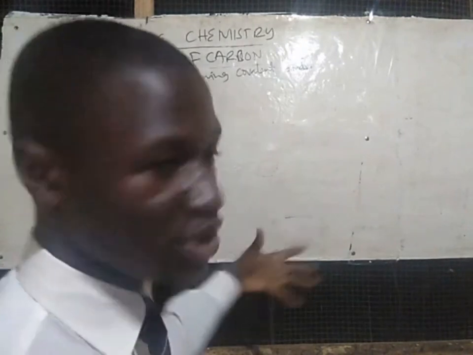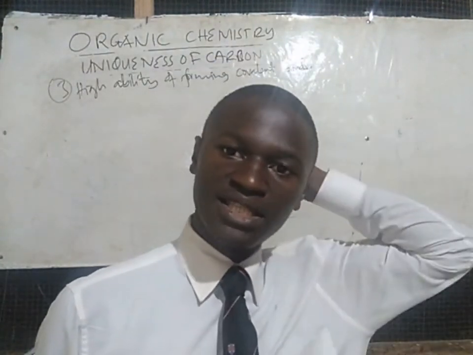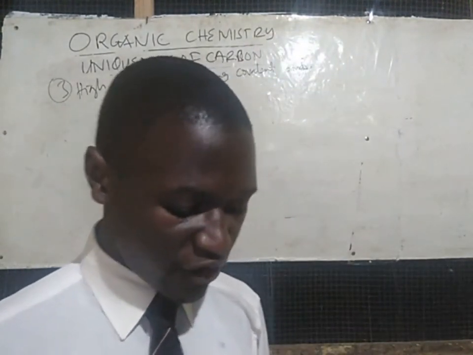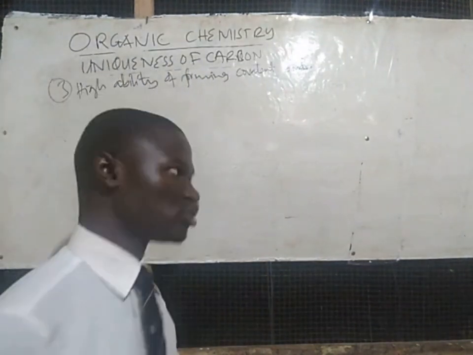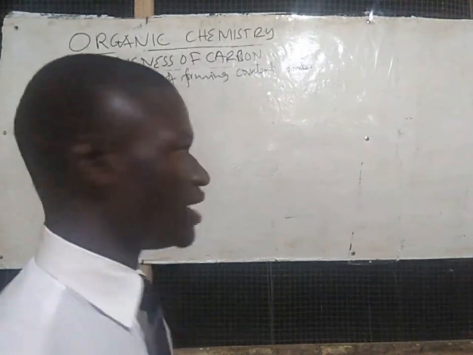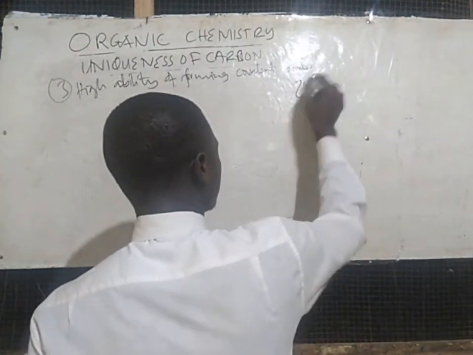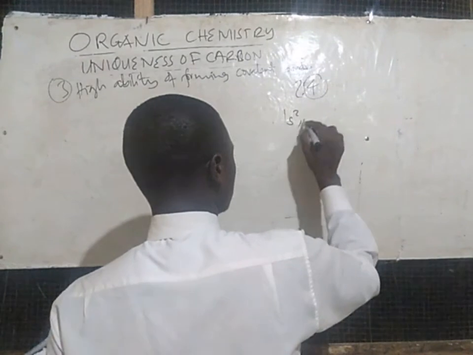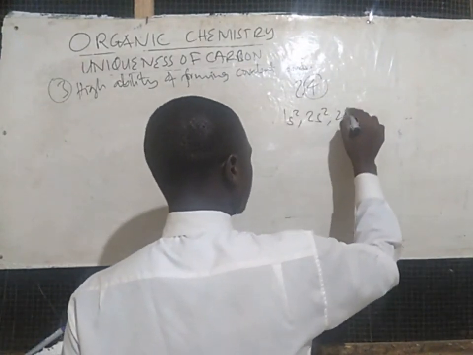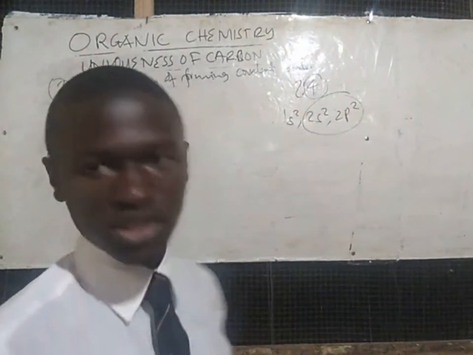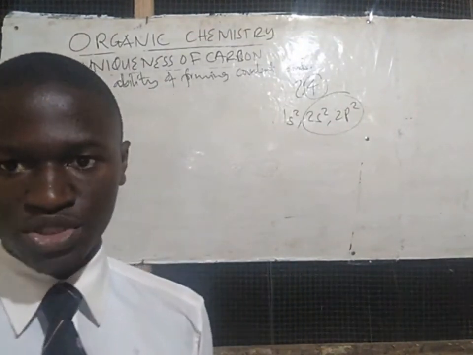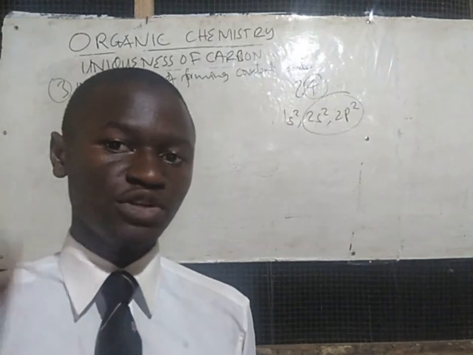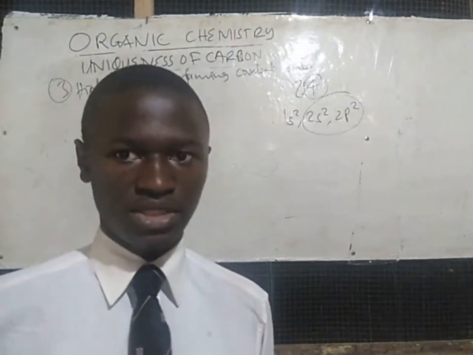However, it is unique property number 4, but it is also related to unique property number 3. So carbon having four valency means the outermost shell has 4 electrons. If we write the electronic configuration, 1s2, 2s2, 2p2, the outermost shell, which is shell number 2, has 4 electrons. So it requires 4 electrons in order to become octet or to become stable.